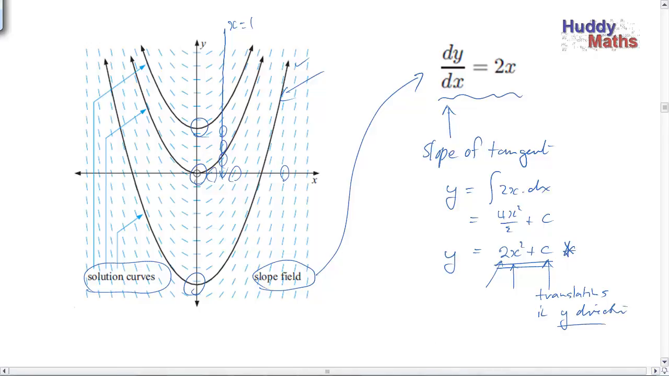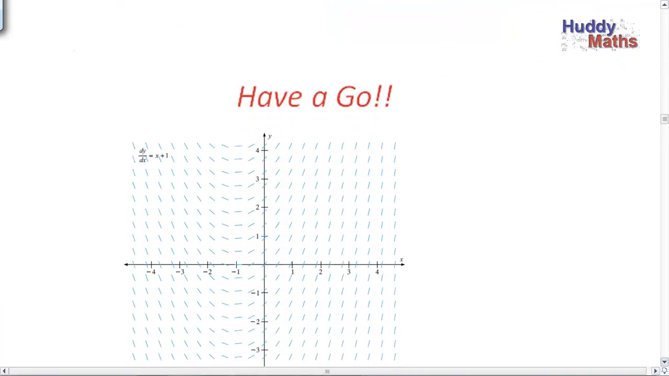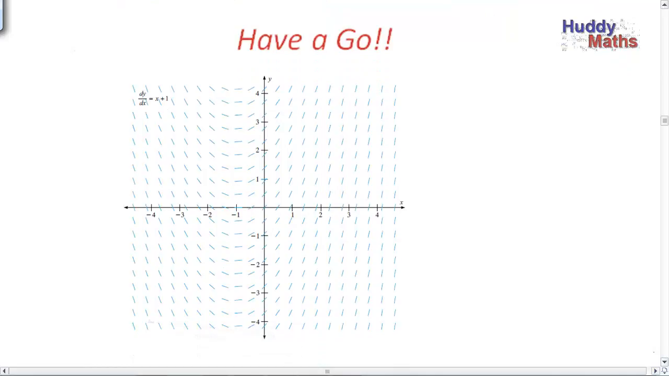Okay, let's go down and have a go at some. I've got some here for you. Right, dy by dx equals x plus 1. What I want you to do is to pause the presentation now and have a go on the slope field, and also have a go doing the algebraic solution. So pause it and see what you get, and then I'll do it for you.